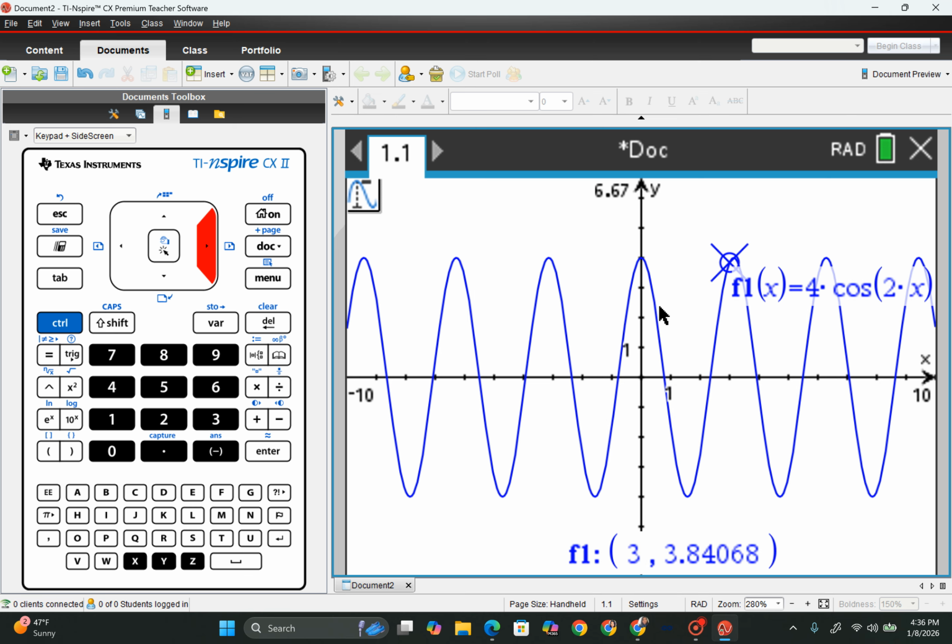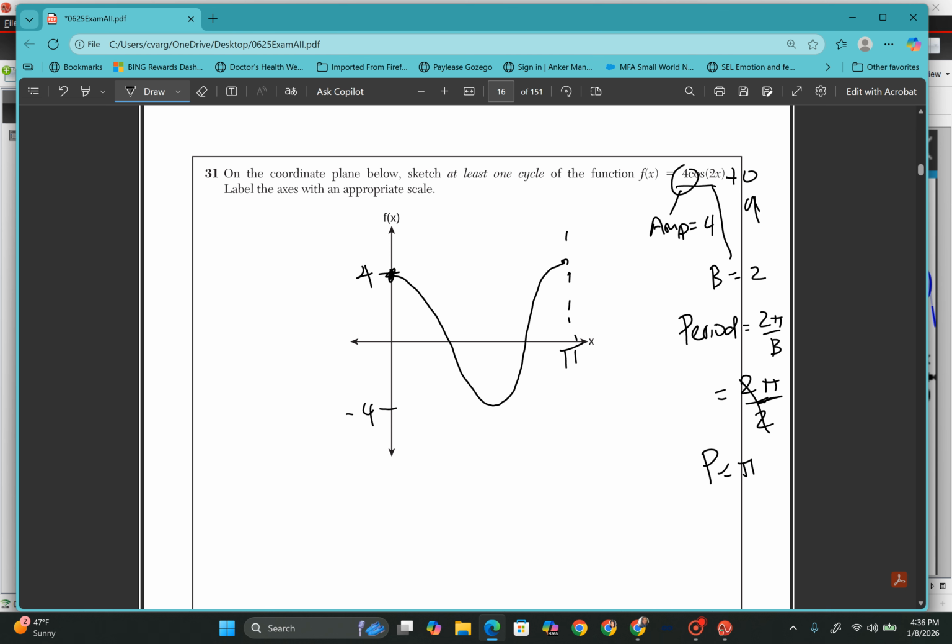And how long does it take to make a full cycle? You see how our max right here is at 3.14, right? Isn't that the same thing as pi? So how long it takes to make a full cycle is pi. Cool. So isn't that what I just drew? How long it takes to make a full cycle is 3.14. The max is 4, the minimum is 4, goes up, comes down, hits it, and moves on.